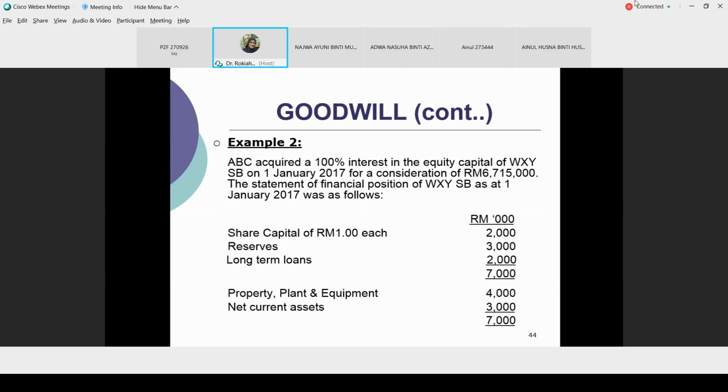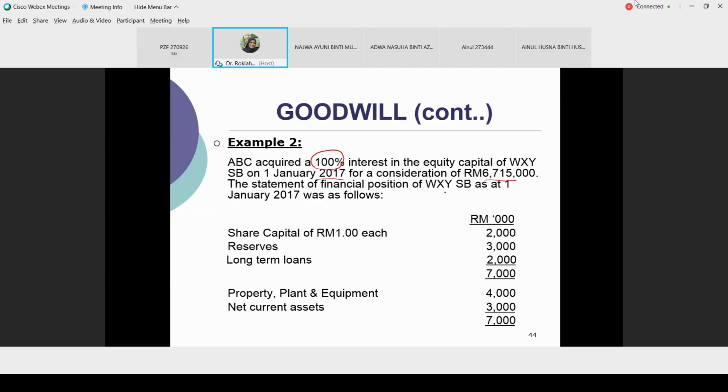Example 2. Same example that you used in example 1. This time ABC acquired 100%, so wholly owned, which means that there is no NCI here. On 1st of January 2017, the amount paid here is 6715.